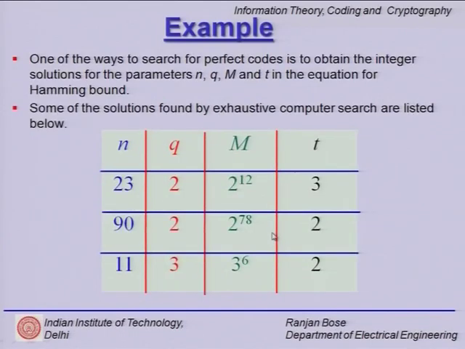Right. So one of the ways to search for these perfect codes is to run a computer simulation to check for various values of n, q, M and t and see what satisfies the equation. And here we have listed some typical values found by exhaustive computer search. But please note, just because values exist that satisfy the Hamming bound does not mean that a code exists. So not for all of these cases can a code be identified which satisfies this condition.